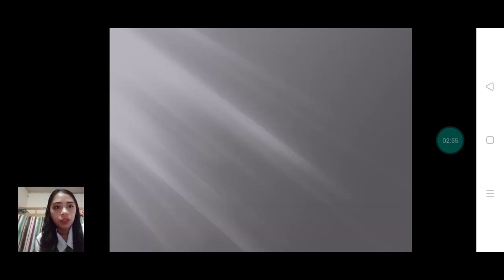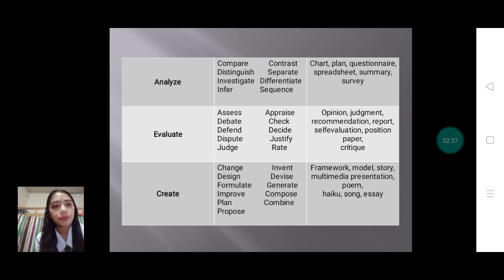Now let's proceed to analyze. Sample action words: compare, distinguish. When we say analyze, this is distinguishing different parts of a whole. This is for a student to analyze the questionnaire, the given summary, how they would analyze the survey, the spreadsheets. That's all.